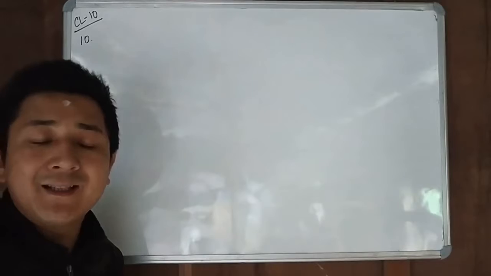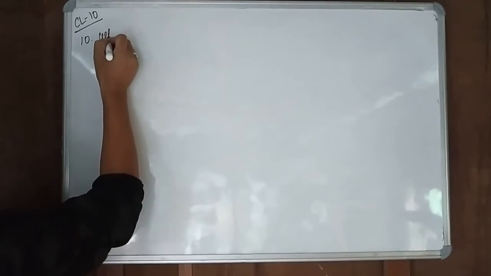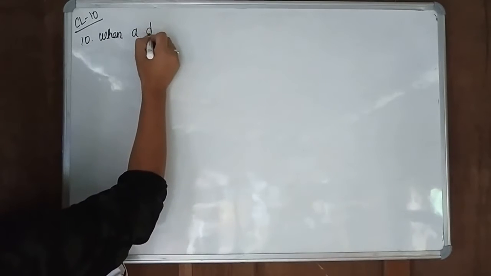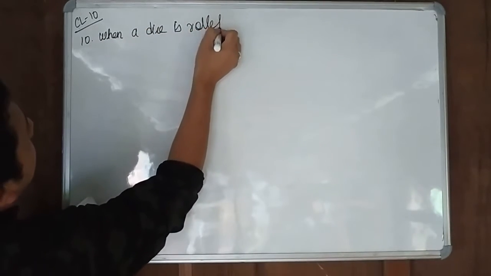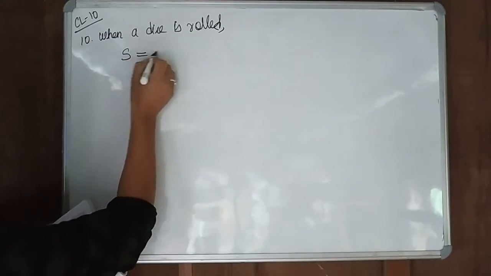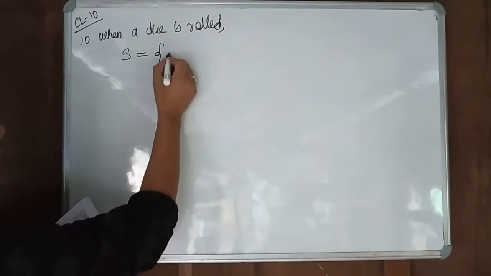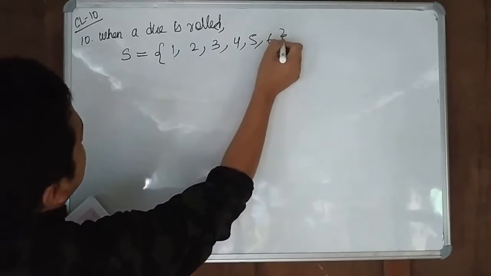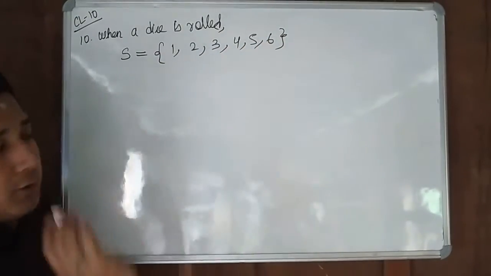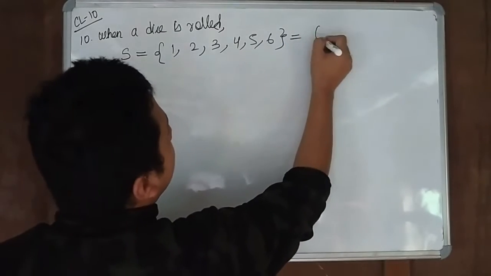Okay, so what is the experiment going on out here? The experiment is you are rolling a die. So please write down when a dice is rolled. Alright, then the sample space, total number of outcomes will be 1, 2, 3, 4, 5, 6. I might be getting any of these numbers. So total there will be how many outcomes?